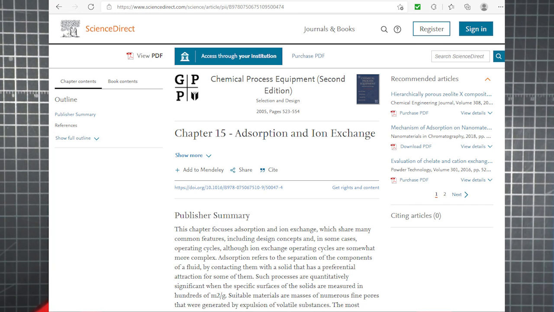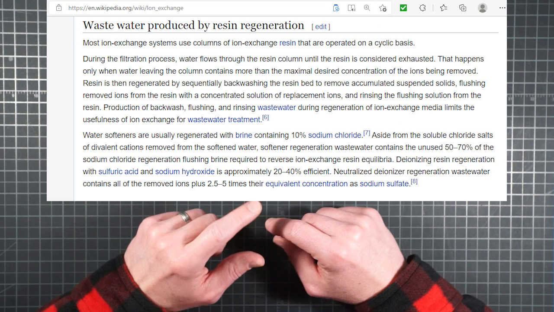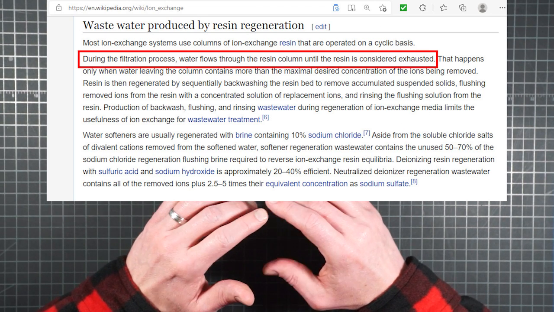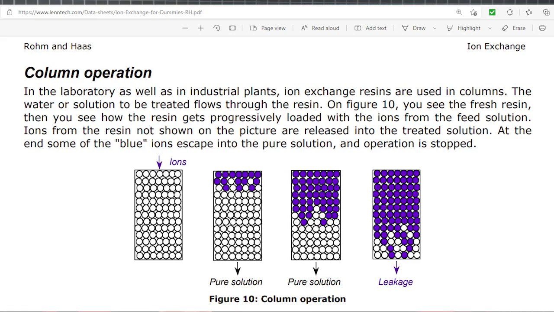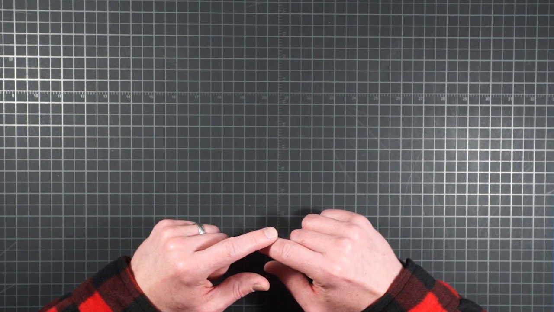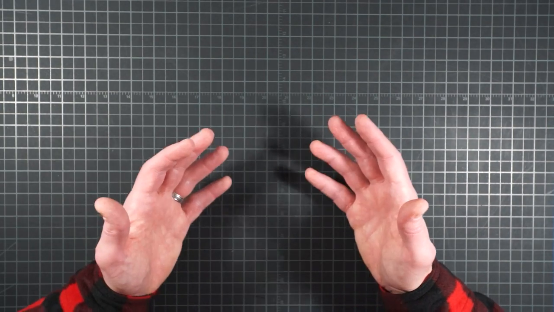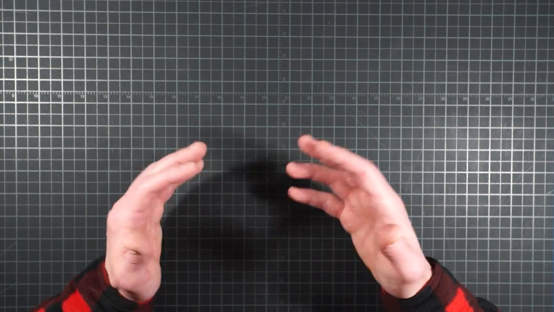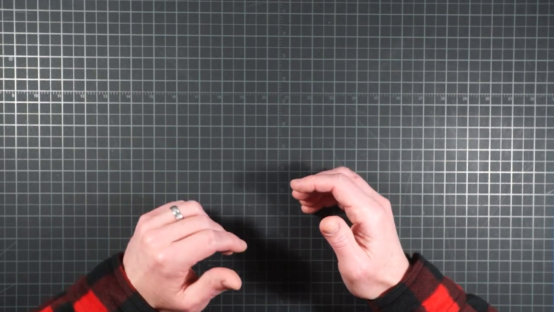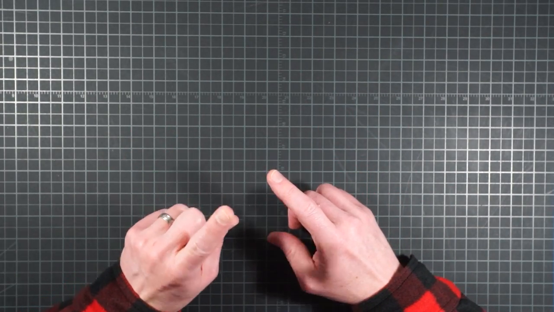Well, adsorption and ion exchange share many common features, including design concepts, and their breakthrough curves are similar. Ion exchange resin columns are subject to the same problems of exhaustion, at which point they can also leak what they're supposed to trap. So unfortunately, that means when the cartridge does saturate, you could lose all protection instead of just some. And that's a problem if you can't tell when saturation occurs. You're relying solely on the manufacturer's guess about how long you get.